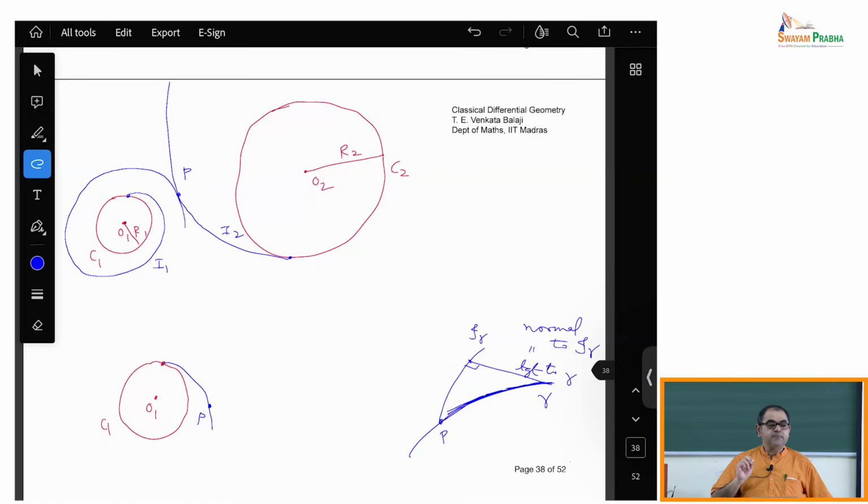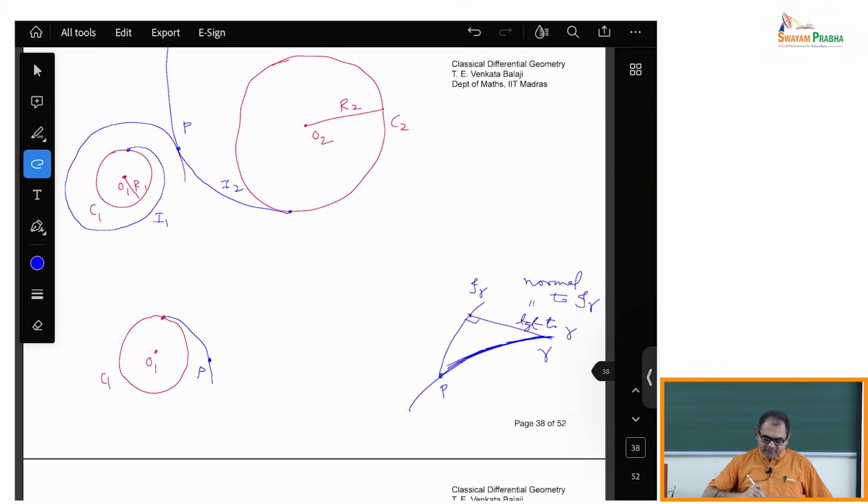So I'm using the fact that at any point of the involute, you draw the normal, that will be tangent to the curve. So the net effect is that I will get a tangent. If you draw this tangent, this will be normal.